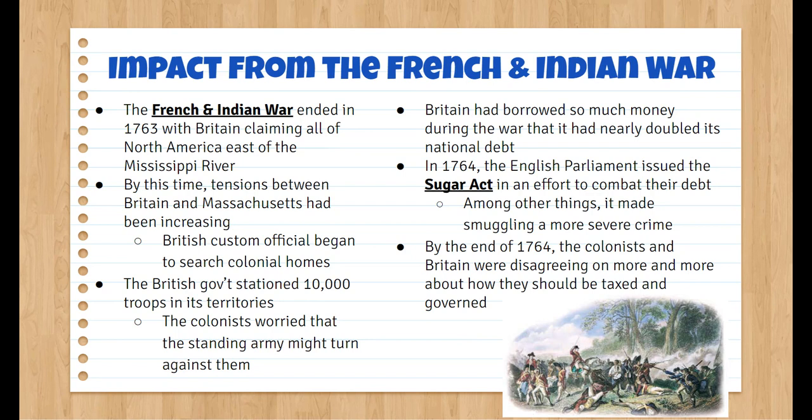Britain had borrowed so much money during the war that it had nearly doubled its national debt. In 1764, the English Parliament issued the Sugar Act in an effort to combat their debt. Among other things, it made smuggling a more severe crime. By the end of 1764, the colonists and Britain were disagreeing more and more about how they should be taxed and governed.